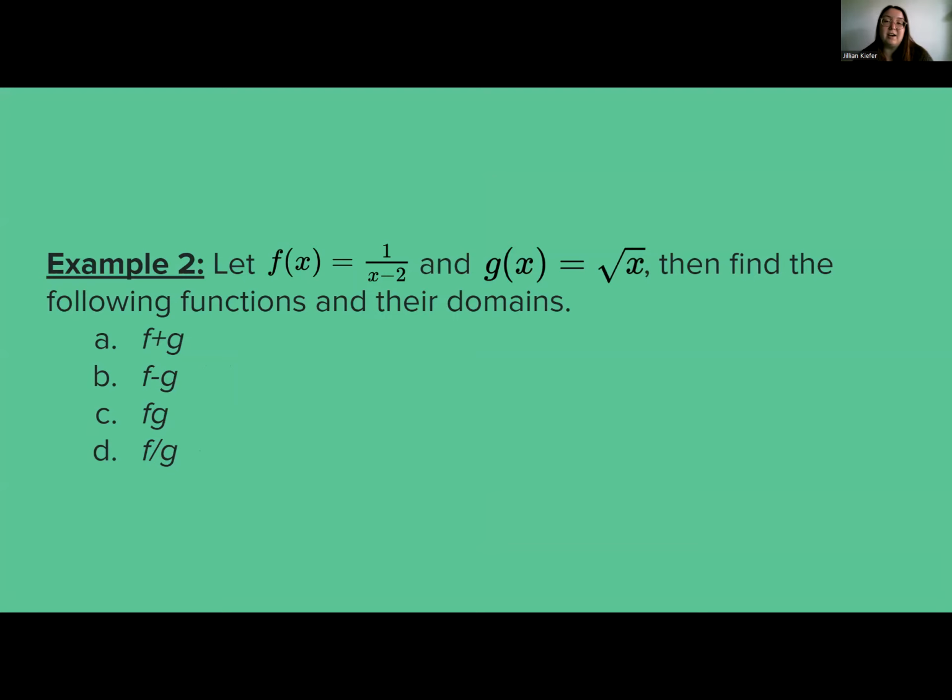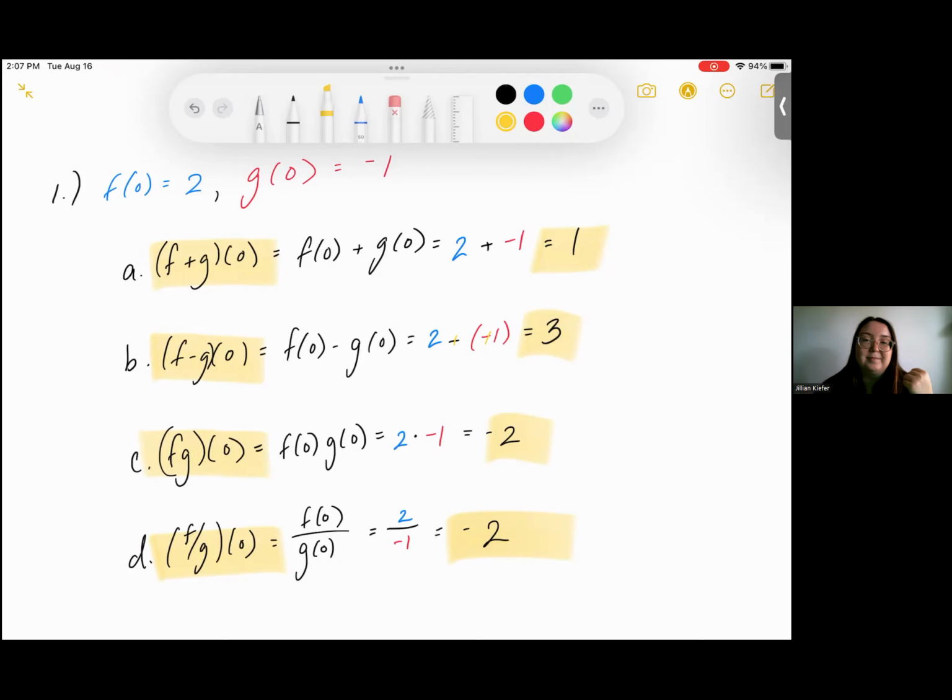So we actually have functions now. We're going to find the new functions that come about from adding them together. So we're going to be solving for these new functions and their domains. Now is when that A intersect B domains idea comes into play here. So let's head on over to our notes to work on this problem.